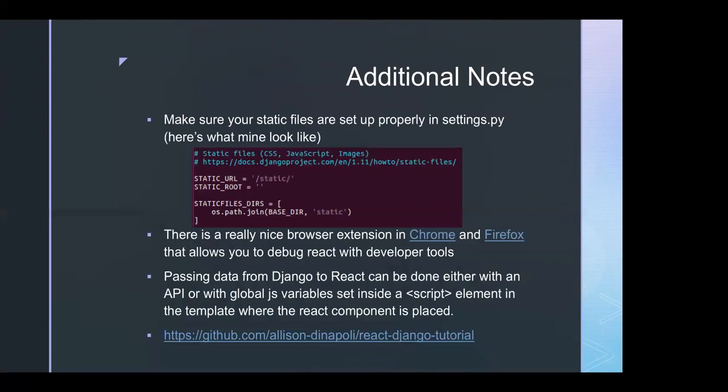Does the version of Django matter for React compatibility? I don't believe so, because it just pulls the JavaScript as if it was static.